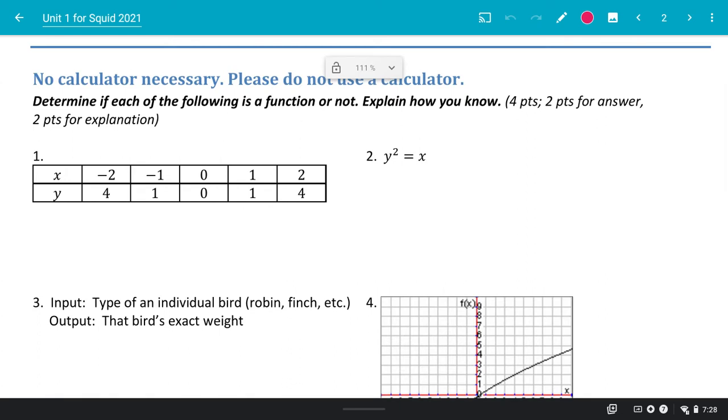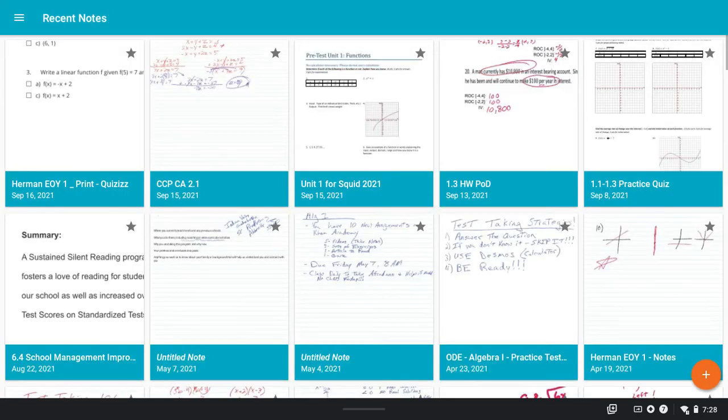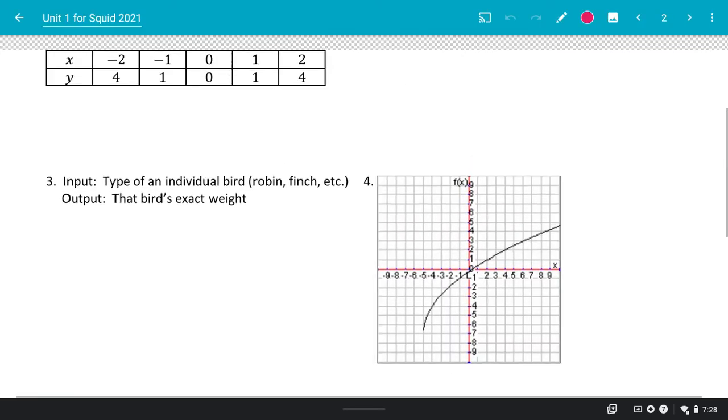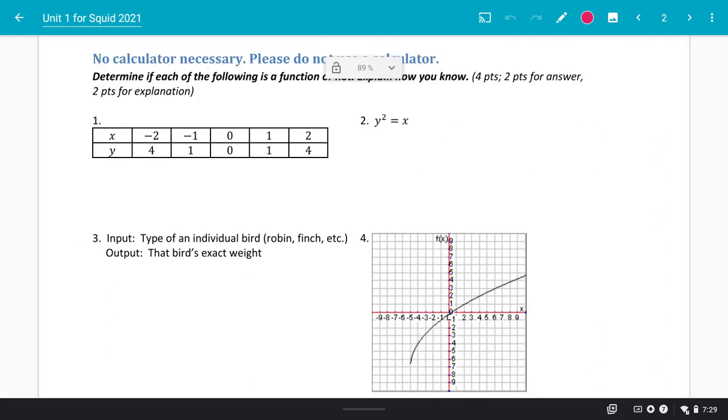Okay. Make sure that as you're doing these, always follow directions. Determine if each of the following is a function or not, if each input has exactly one output, and explain how you know. Now, a reminder on this explanation of how you know, I'm going to explain it verbally. Just due to time, I may not explain it or write it down just due to time issues. Okay, so when you have the test, make sure you validate or explain how you know.